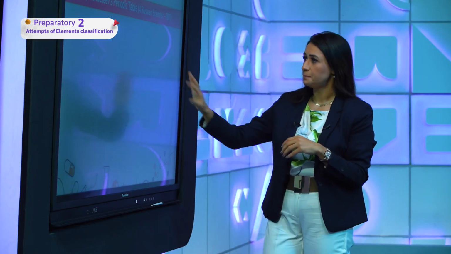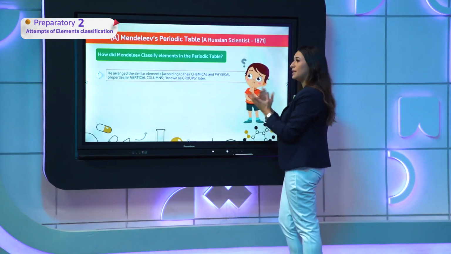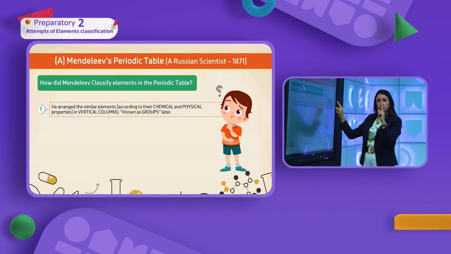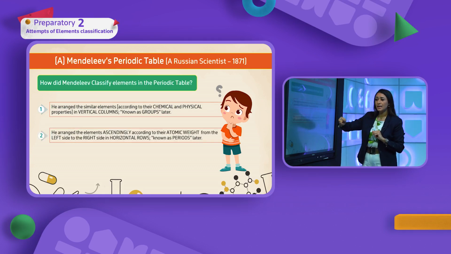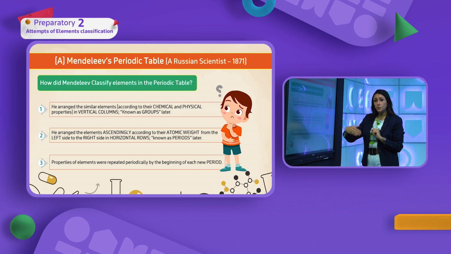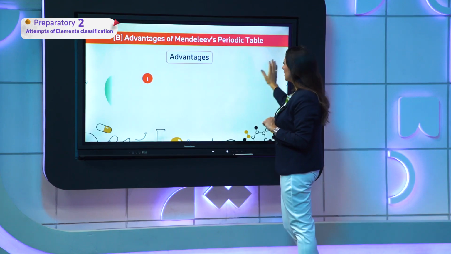طيب, let's see. يبقى, how did Mendeleev classify his elements? Let's sum up اللي احنا قلناه ده. He arranged the similar elements according to their chemical and physical properties in vertical columns called groups. Excellent. And he arranged the elements ascendingly from left to right according to the atomic weight in horizontal rows called periods. Then number 3, the properties of the elements, he discovered that they were repeated every period أو the beginning of every period. نشوف بقى الادفانتجز اللي احنا قلناها.